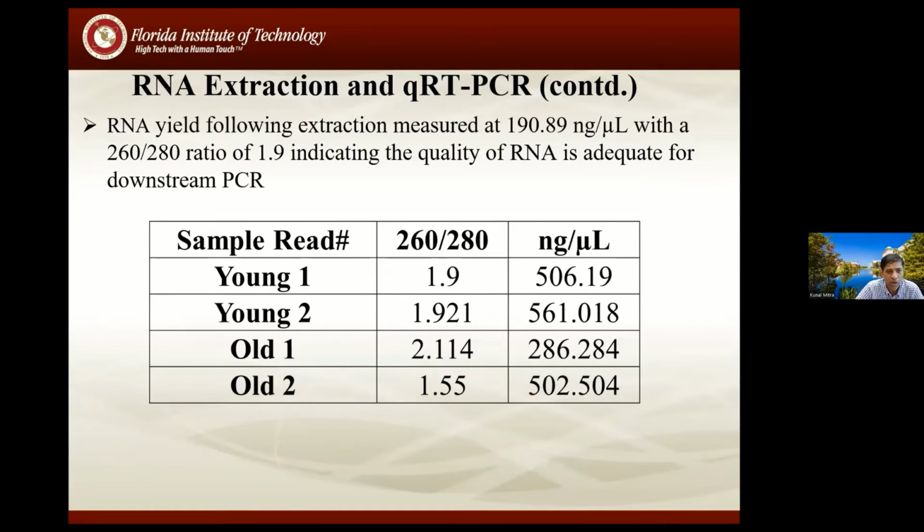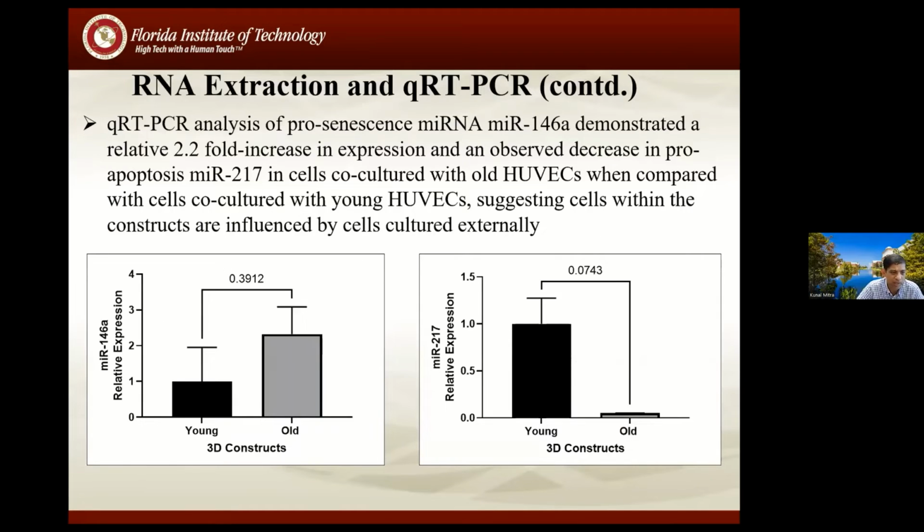And we were able to get a good RNA yield, as you could see from this data, young, old. And then what you saw is interesting, which we wanted to see, that this microRNA expression with older was increased, which is expected, because these are the results people have shown in animal studies. These pro-senescence microRNA showed a 2.2-fold increase in expression, and this particular microRNA 217 showed a decrease in expression when cultured with old HUVECs versus young HUVECs. When I mean by old, it means irradiated.